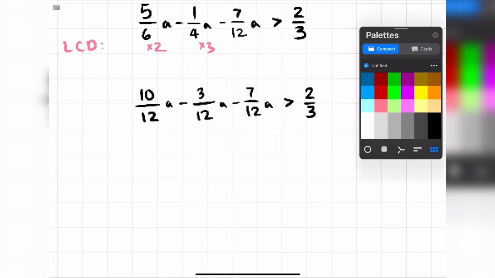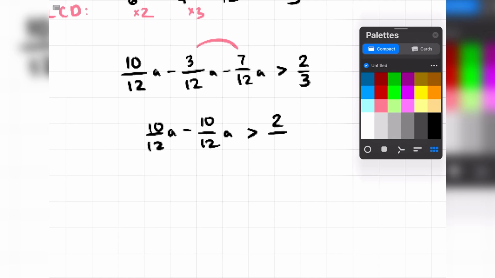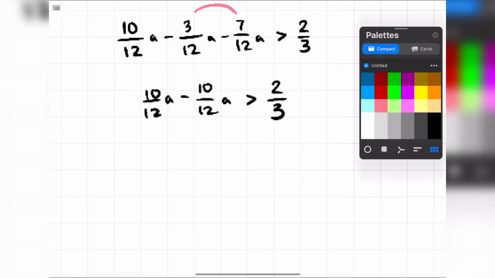Okay, next step is to solve it. So these guys combine, and that gets you negative 10 over 12a, and then you put the other 10 over 12a over here, is all greater than or equal to 2 over 3. These guys, if you notice, cancel out. So that leaves you with 0 is greater than 2 over 3.